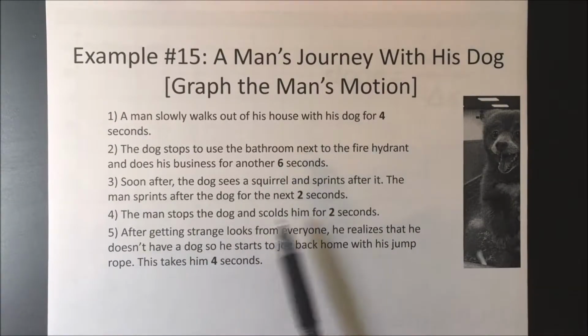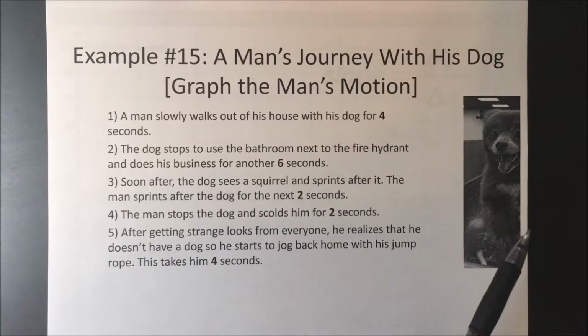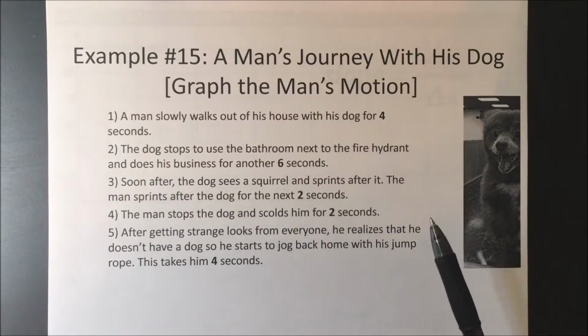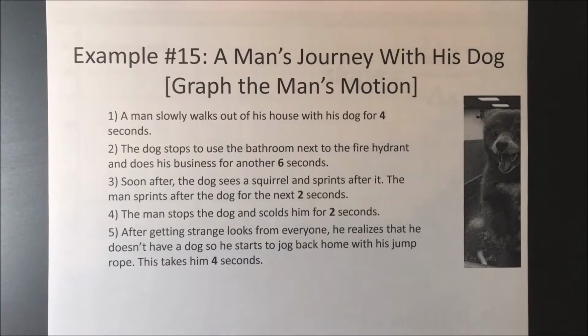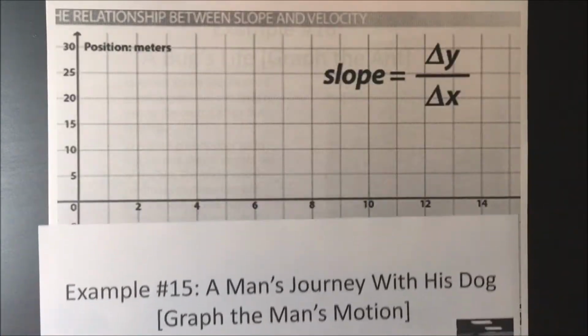Soon after, the dog sees a squirrel and sprints after it. The man sprints after the dog for the next 2 seconds. The man stops the dog and scolds him for 2 seconds. After getting strange looks from everyone, he realizes that he doesn't have a dog. So he starts to jog back home with his jump rope. This takes him 4 seconds. Okay, very interesting story. Let's see if we could draw this out.